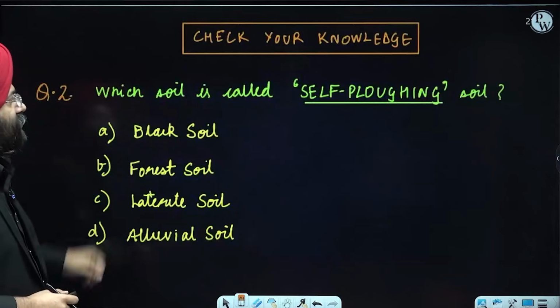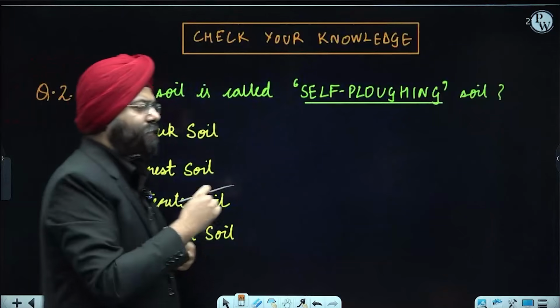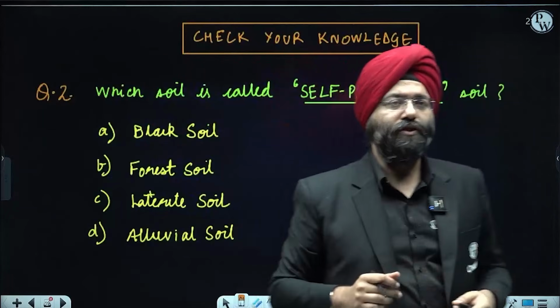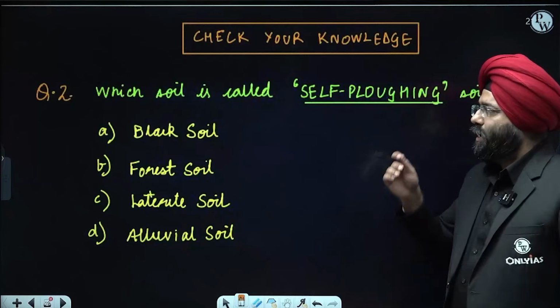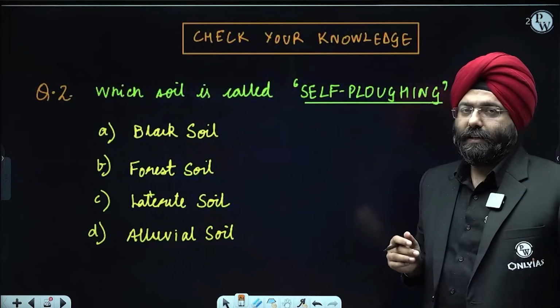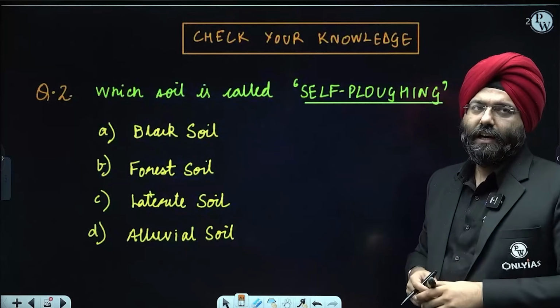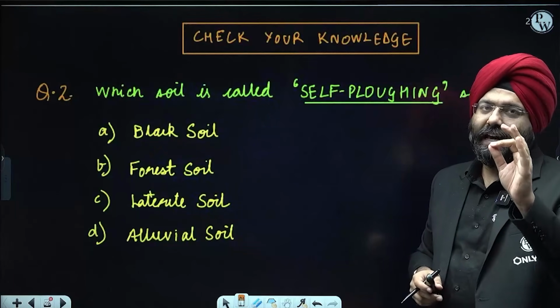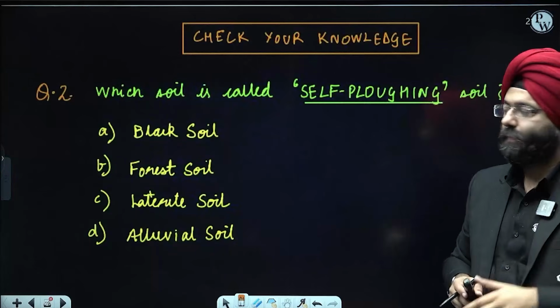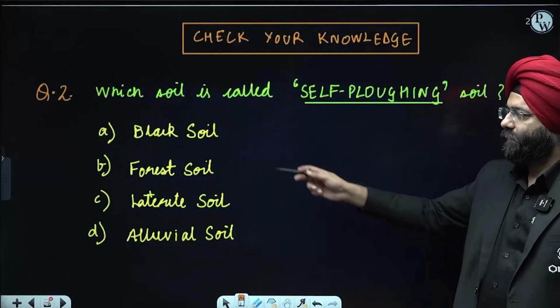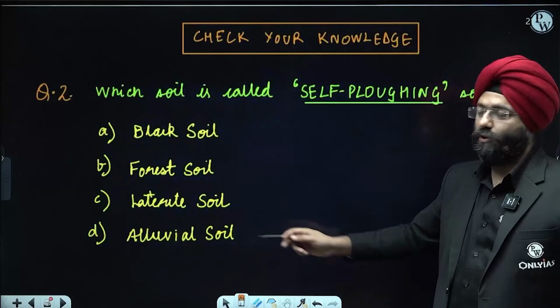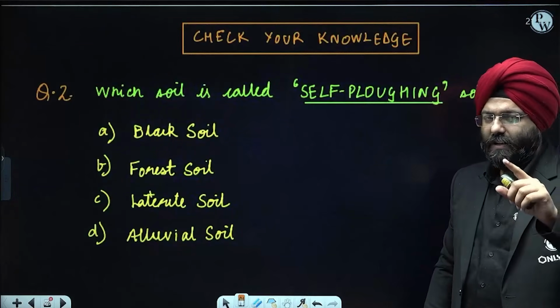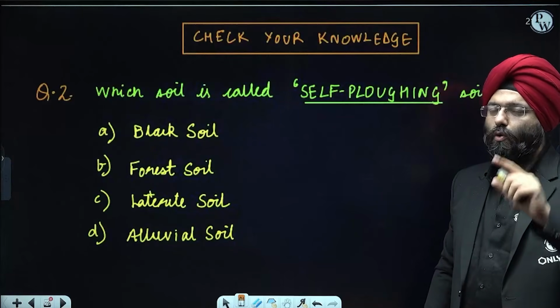Let's begin. Check your answers. Okay, now this is again a very, very important question. Second question of your check your knowledge. Let's see who all can answer in the comment section. The question is, which soil is called a self-plowing soil? First, black soil. Second, forest soil. Third, laterite soil. Fourth, alluvial soil. I will be waiting for your answers in the comment section, and let's see who all can get the correct answer.